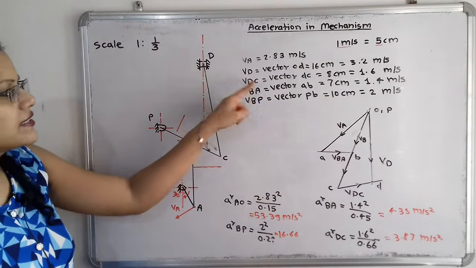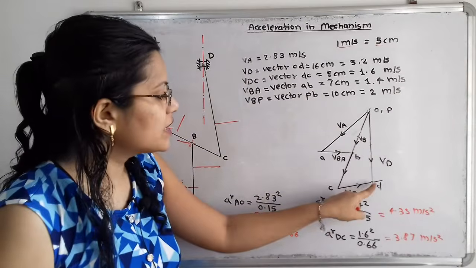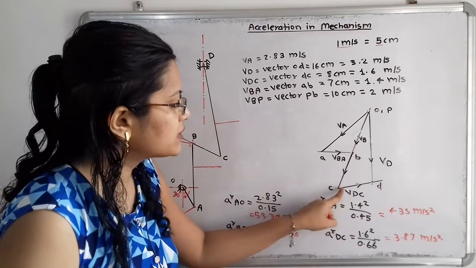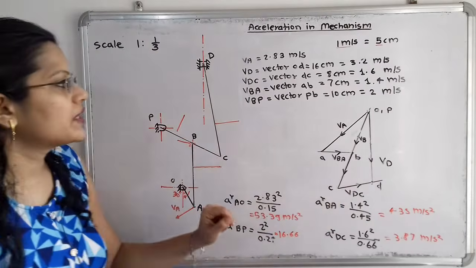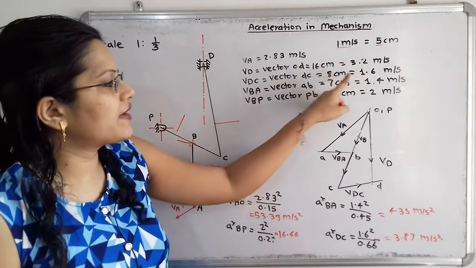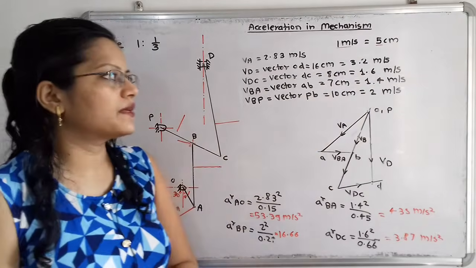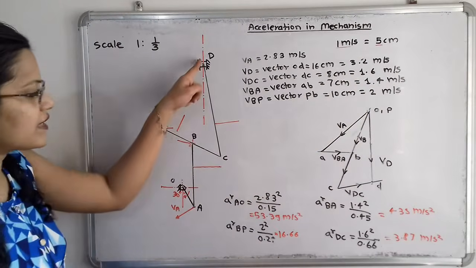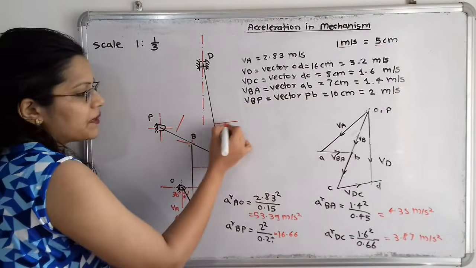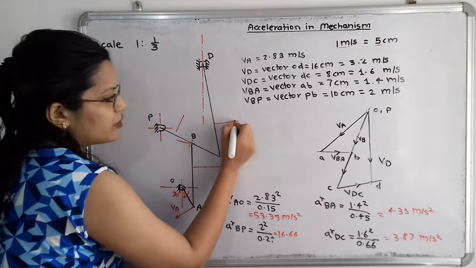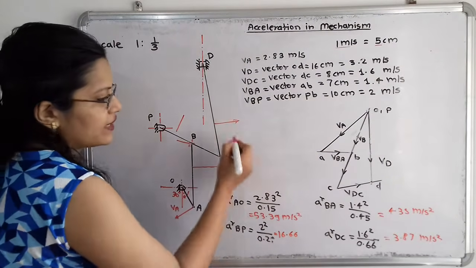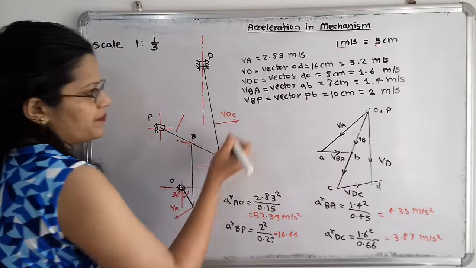Now VDC, that is the velocity of D with respect to C. So we have to measure the vector CD. It is equal to 8 centimeter. As per the scale, 8 divided by 5 is 1.6 meter per second. Now for this vector CD, we will show the arrow. In this perpendicular direction there is the velocity. So I will show the arrow towards the right hand side and it will indicate VDC.